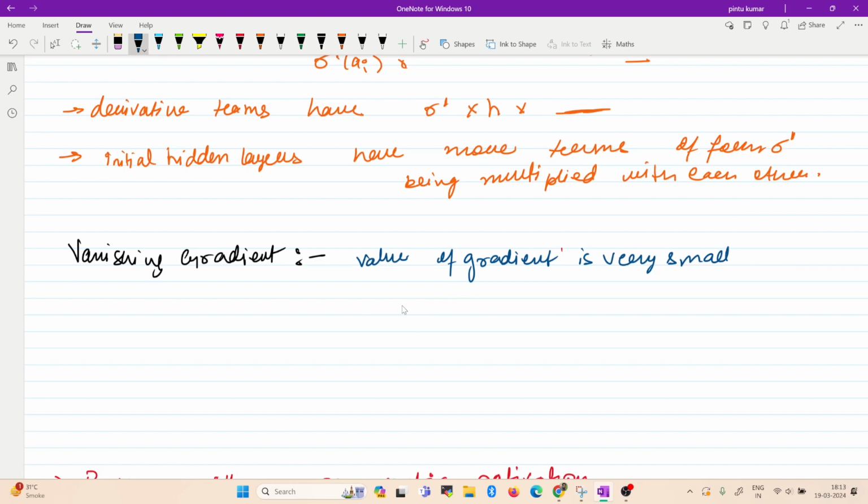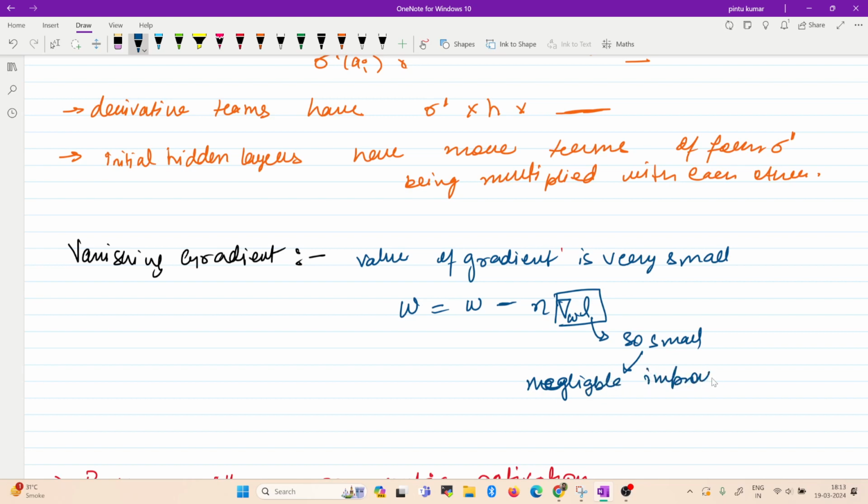Okay. So how do you update your weights? Your weight is updated by W minus some eta times the gradient of the loss function with respect to W. So if this gradient value that you have obtained is so small that you are making negligible improvement, this problem is known as the vanishing gradient problem.